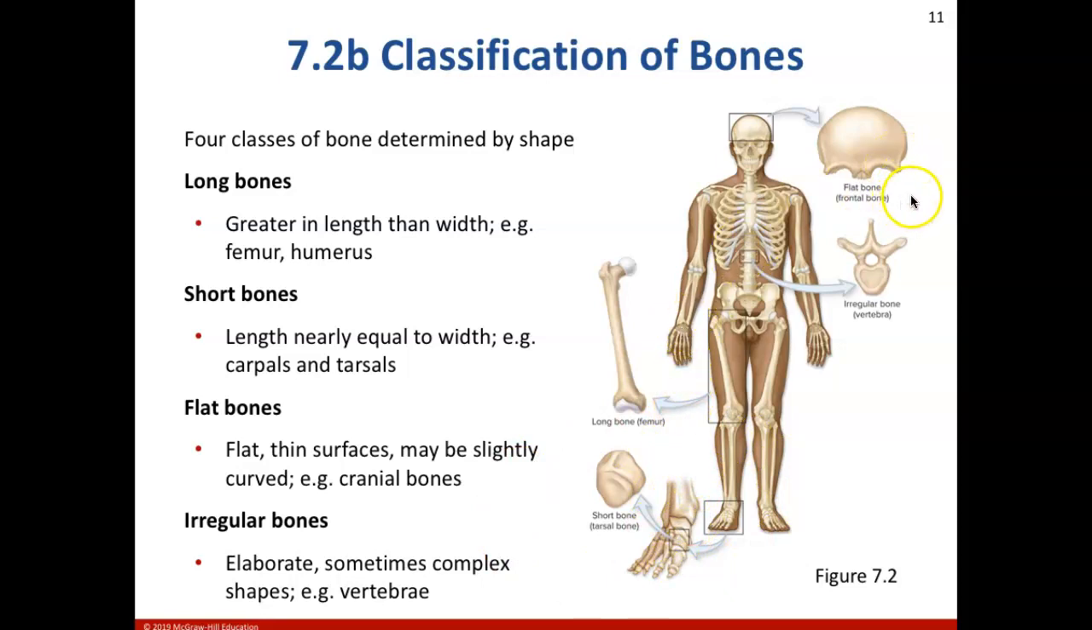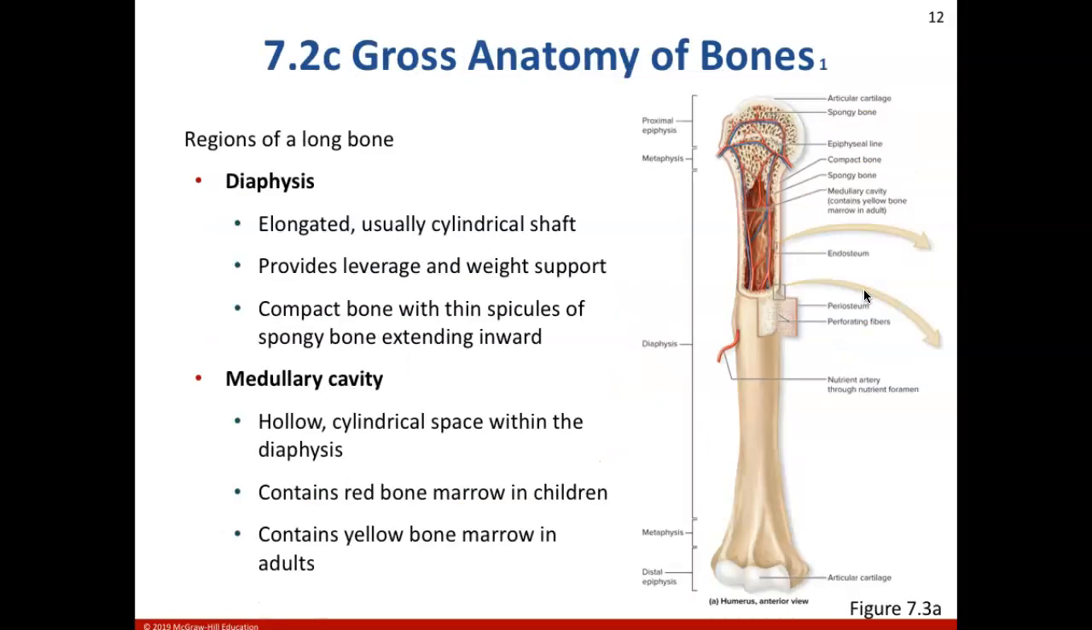The next category are flat bones. We're going to find these mostly within the cranium. And basically, this is a type of bone that is flat or has a thin surface, might have a slight curvature to it. And lastly, we have irregular bones. So basically, if you don't fit within one of these 3 categories, you are within the irregular bone category. So these bones have elaborate or sometimes complex shapes. Best example of that is the vertebrae.